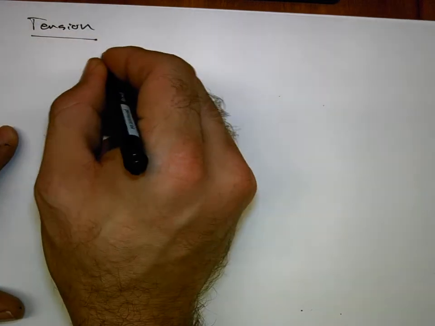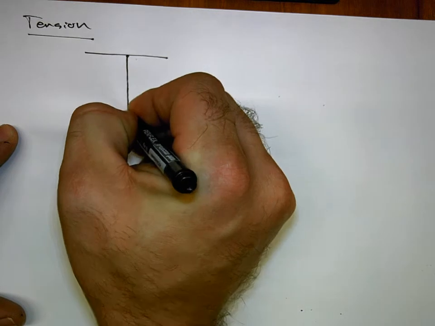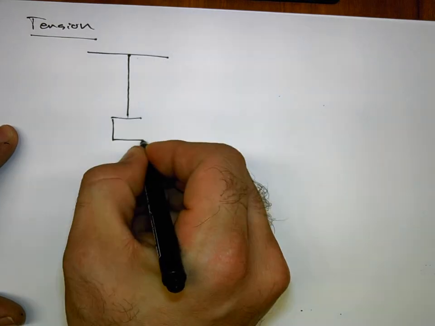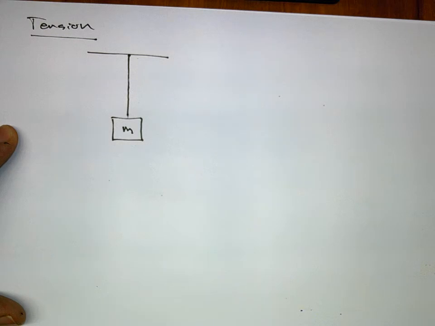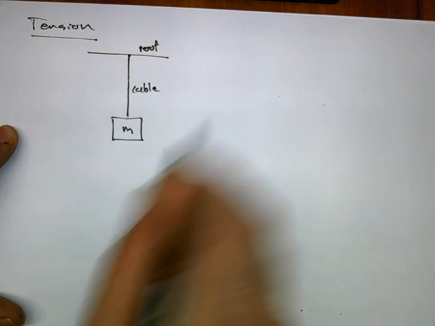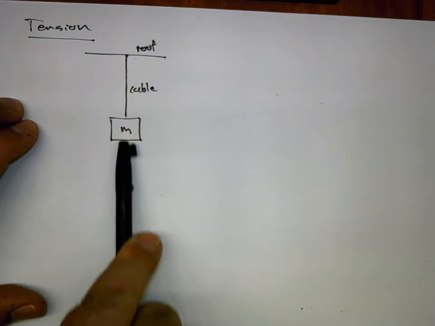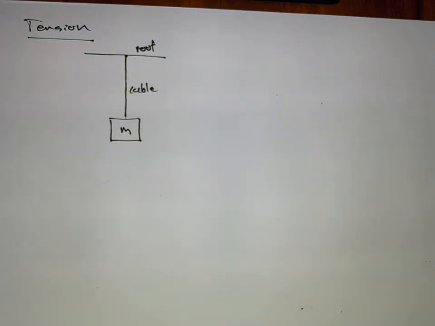Let's just say here's a roof, and I've tied a cable to the roof, and from this hangs a mass. Right, so there's just the cable, there's the roof, and I've got some sort of mass, and as you said, everything is stationary. So let's apply what we know about laws, about forces, to this problem to figure out what type of forces are there in this cable and what are their properties.